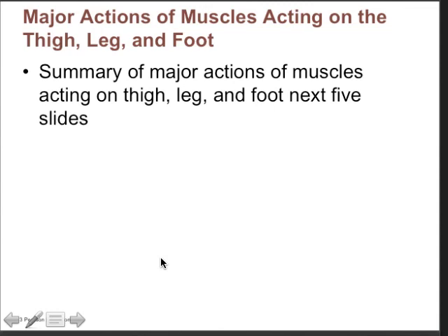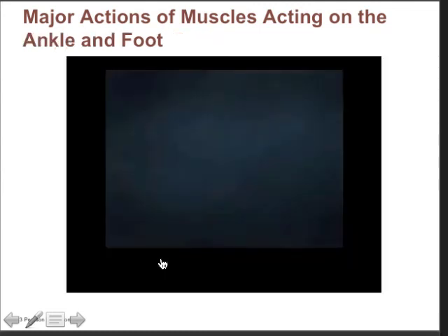Okay, so remember that the major actions of the muscles that act on the thigh, the leg, and the foot are essentially flexion, extension, abduction, adduction, and when we get down to the ankle, we include dorsiflexion, plantar flexion, inversion and eversion of the foot, and also circumduction. So let's take a look at the major actions of muscles that act on the ankle and the foot.